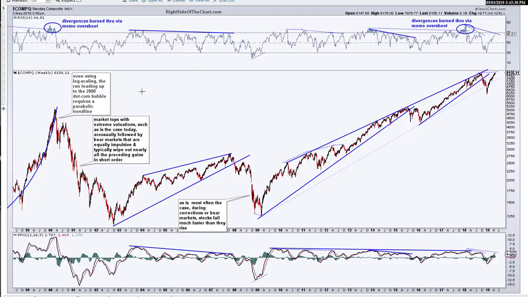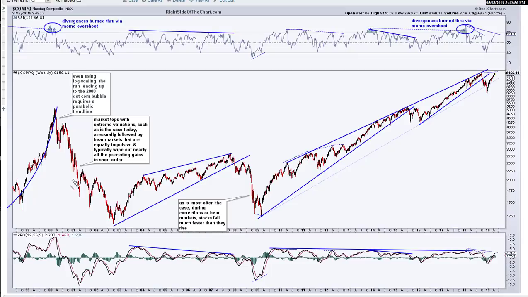This is a long-term, 20-plus year chart of the Nasdaq Composite. So often we're looking at the Nasdaq 100 because that's the tradable vehicle. They're tracking ETFs and funds and futures for the Nasdaq 100, but those are simply the 100 largest stocks within the Nasdaq Composite. So if you want to include the entire universe of stocks in the Nasdaq Composite, this is it. And you can see this chart's pretty clear.